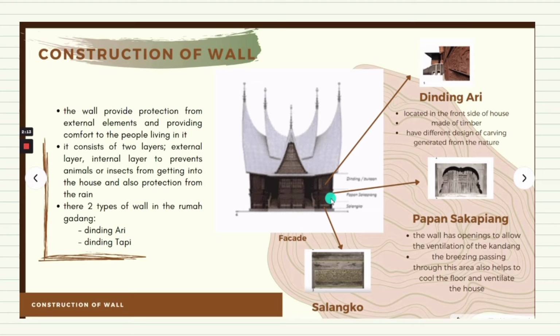At the bottom of the dinding ari, it has papan sakapiang. The wall has openings to allow ventilation of the kandang, and the breeze passing through this area also helps to cool the floor and ventilate the house. And the bottom part of the Rumah Gadang has salangko. It has the same features as papan sakapiang, but the name is different.